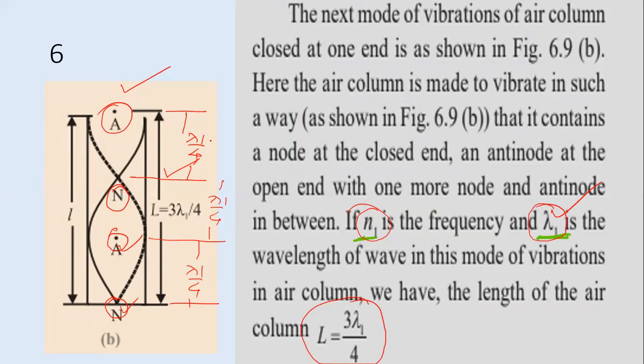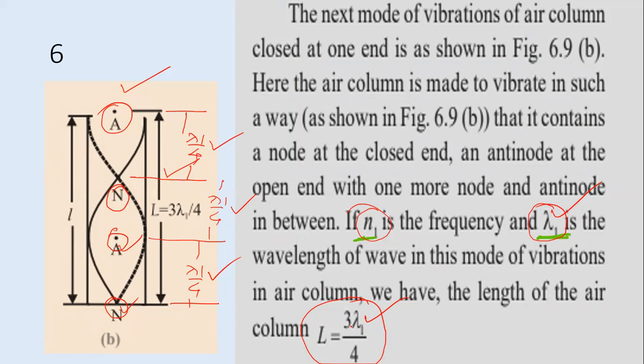Therefore lambda 1 by 4 plus lambda 1 by 4 plus lambda 1 by 4 is equal to 3 lambda 1 by 4. If we add lambda 1 by 4 three times, it is equal to 3 lambda 1 by 4.